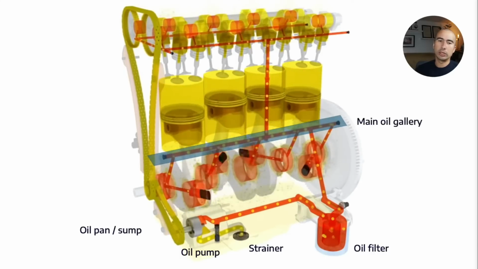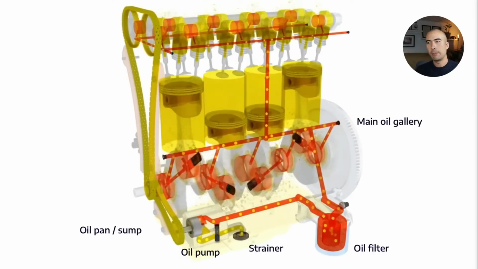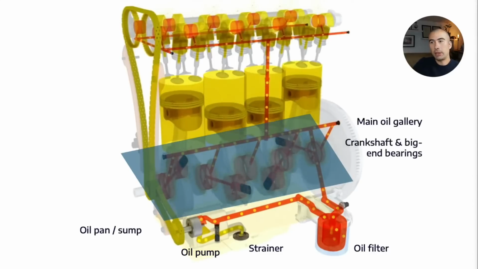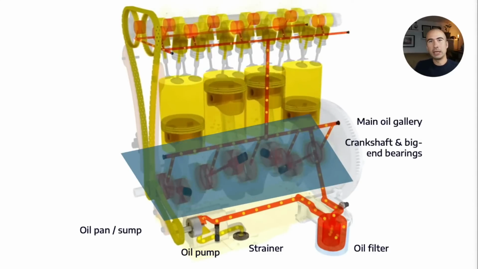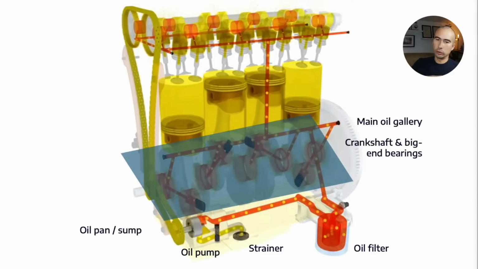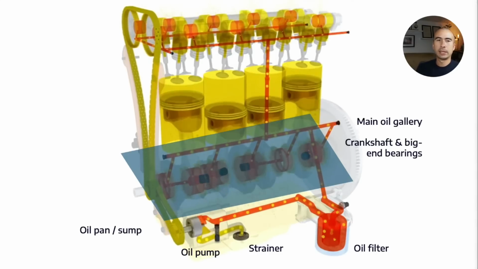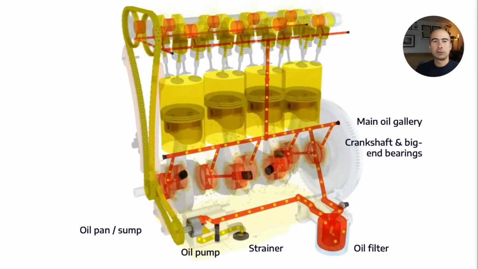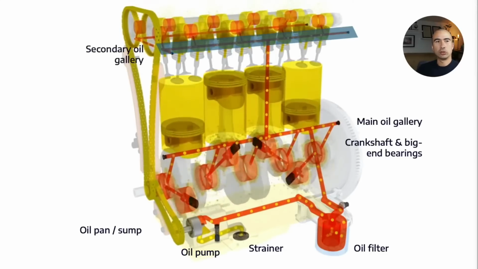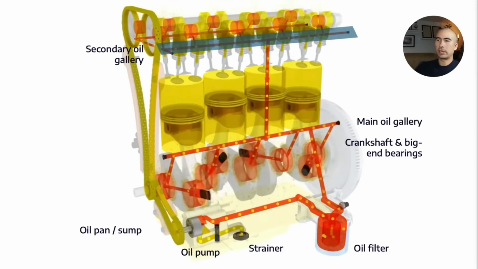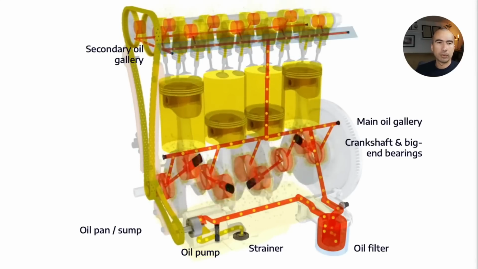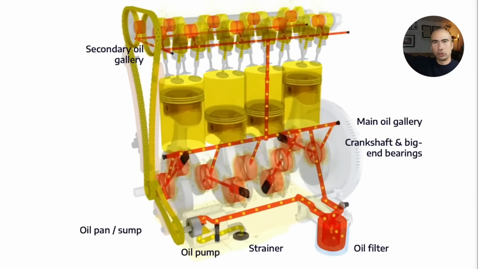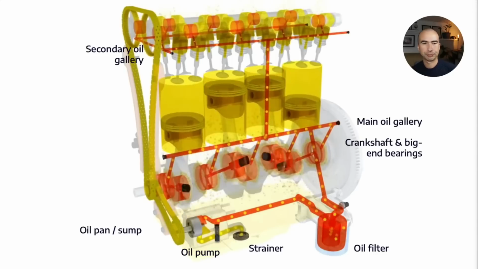This is what really supplies the sump area, which is the crankshaft and the big end bearings. All of those are lubricated from the main oil gallery. Depending on the type of cam arrangement that you have, sometimes that oil will then get pumped up into a secondary oil gallery where we can then lubricate the cams and the top end of the engine.